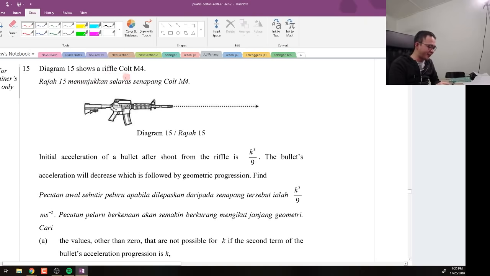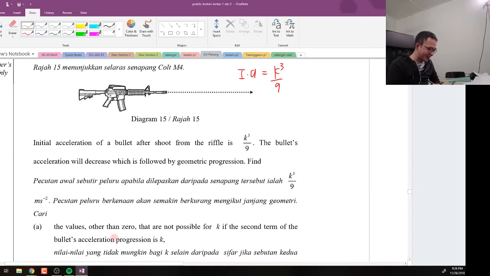So the diagram 15 shows a rifle, course M4. So I guess it's a gun name. Alright, so the initial acceleration of the bullet after shooting is k cubed over 9. So I will call it the initial acceleration, a. So the bullet acceleration will decrease, which follows a geometric progression. Okay, so find the value other than 0, so they do not want 0, that is not possible for k if the second term of the bullet acceleration progression is k.